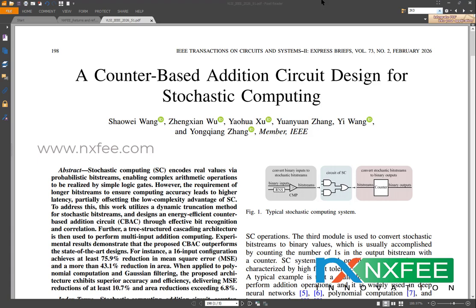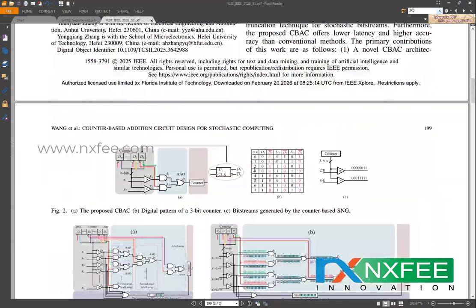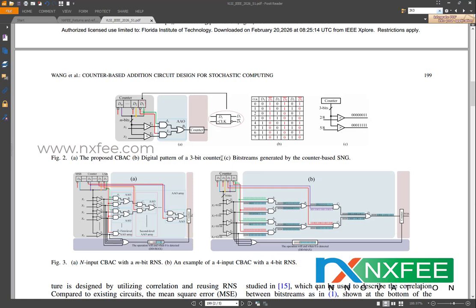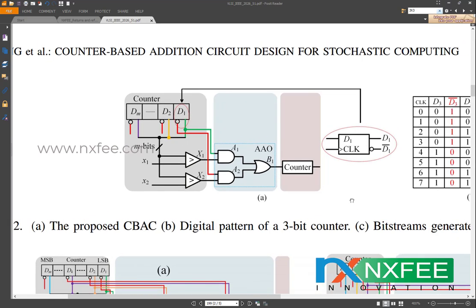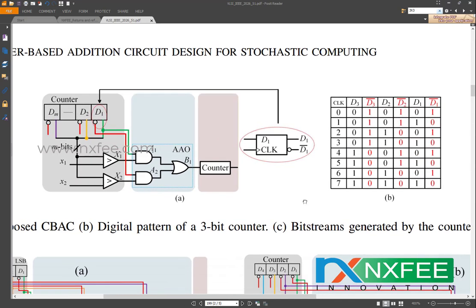Now we can verify the paper. This paper is fully designed around the counter-based addition circuit. Here they calculate the bits of the vector, so the timing-based measurement is calculated with the support of counting. You can verify the architectures in figure 2 and figure 3. In figure 2, the proposed CBAC operation is shown, and B is the digital pattern of the 3-bit counter. It shows how this circuit works.